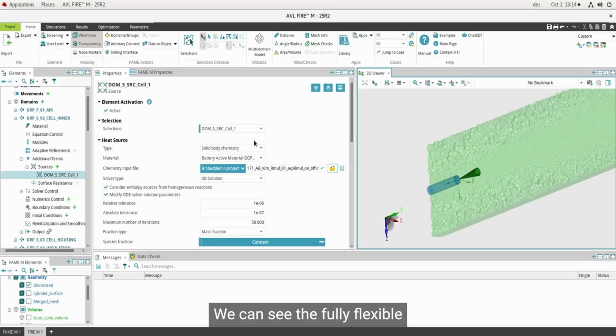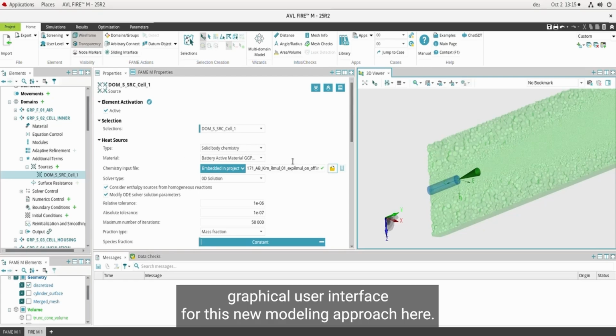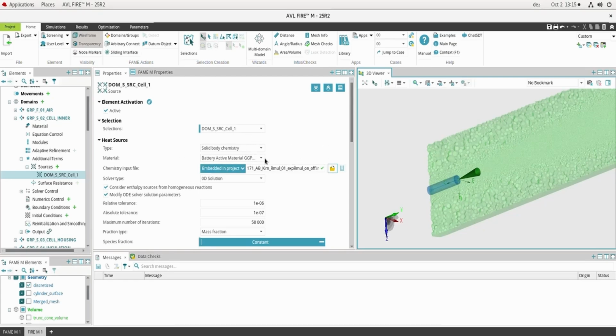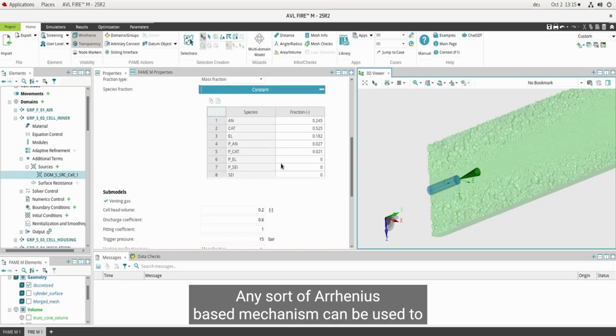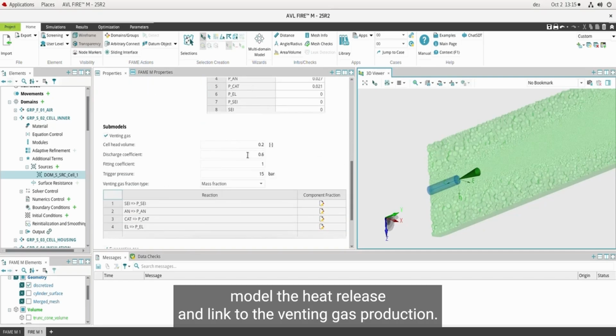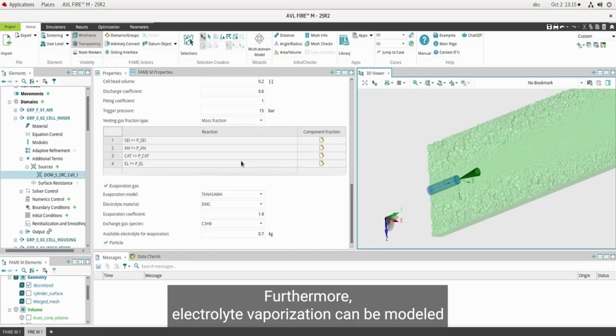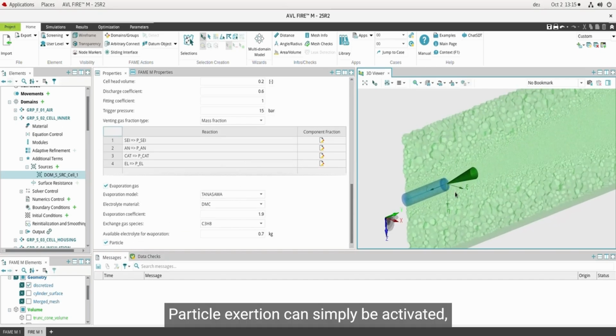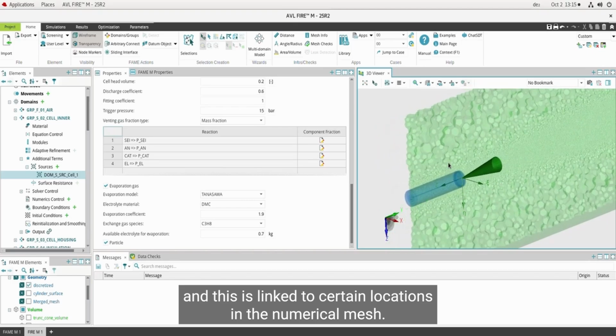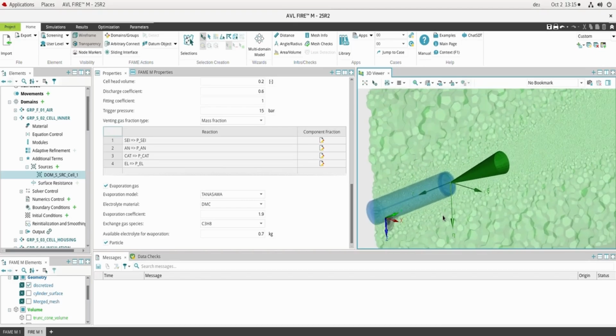We can see the fully flexible graphical user interface for this new modelling approach here. Any sort of Arrhenius-based mechanism can be used to model the heat release and link to the venting gas production. Furthermore, electrolyte vaporization can be modelled using the Tanner-Sauer approach. Particle exertion can simply be activated, and this is linked to certain locations in the numerical mesh.